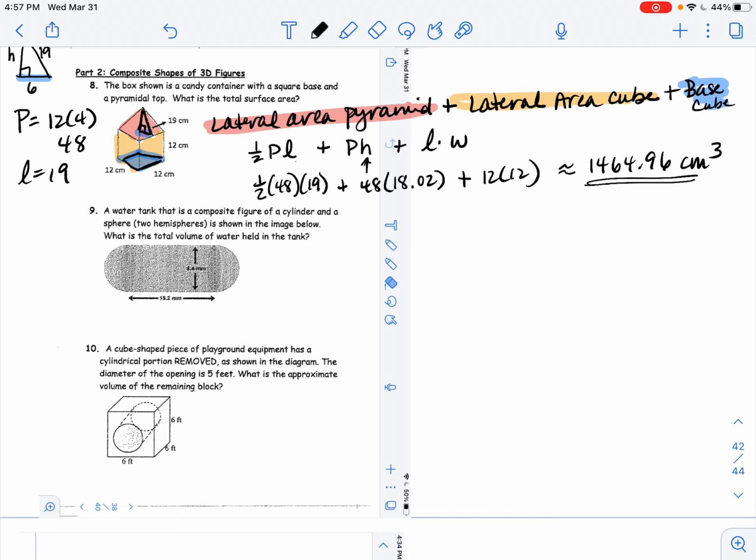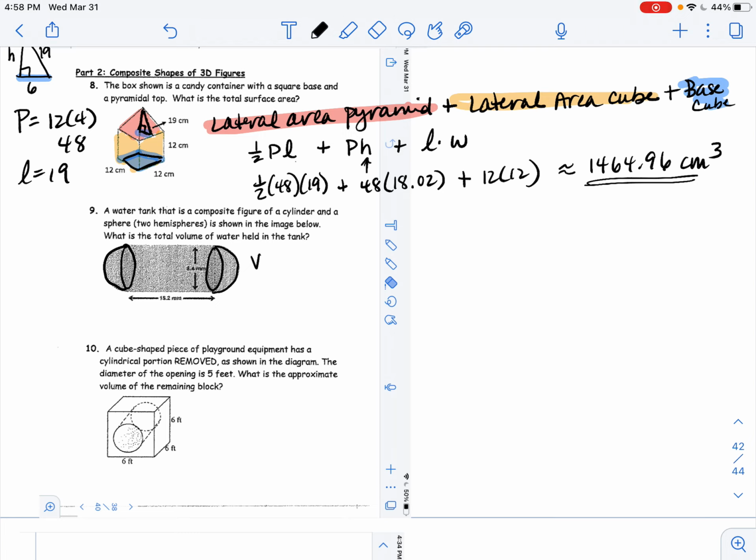Number 9, we have a water tank that is a composite figure of a cylinder and a sphere. Okay, so this end is half of the sphere, and then this end is half of the sphere. So really just one sphere. And then the cylinder is this piece in the middle, right? Okay, so we want to find the total volume.